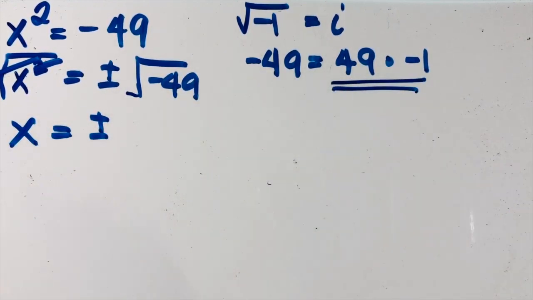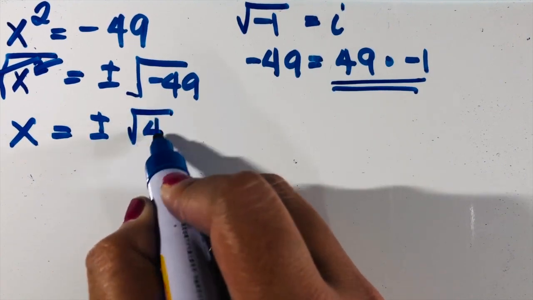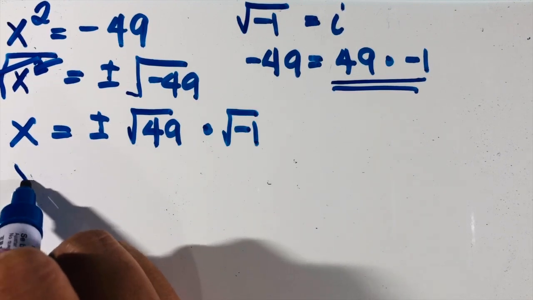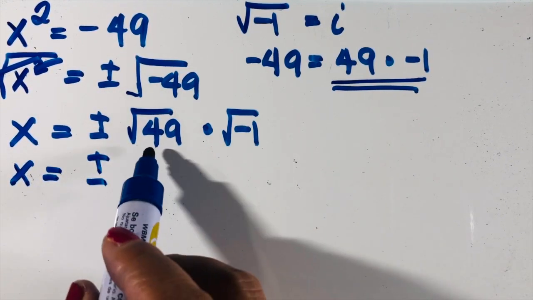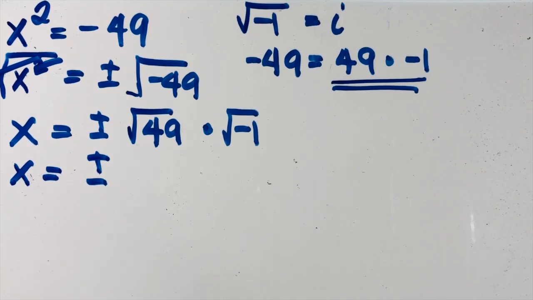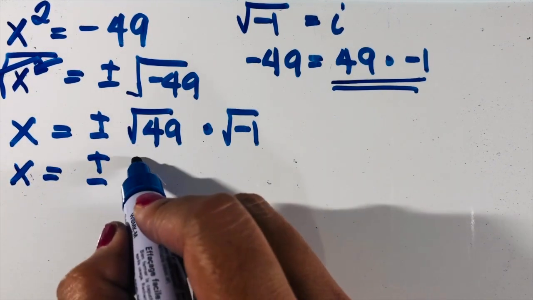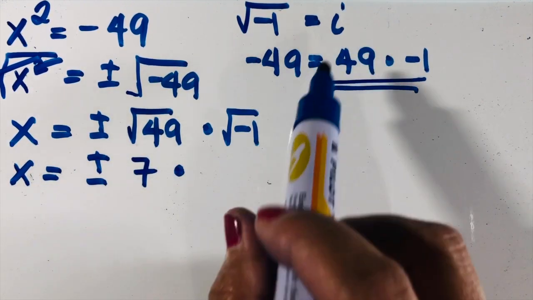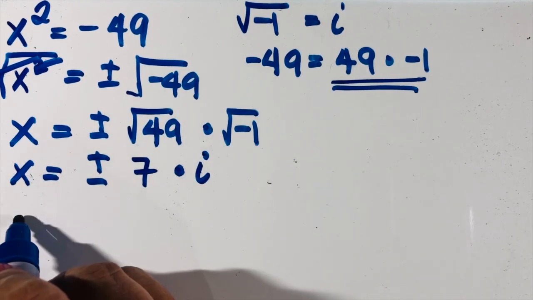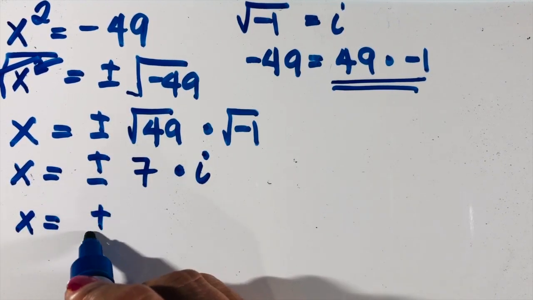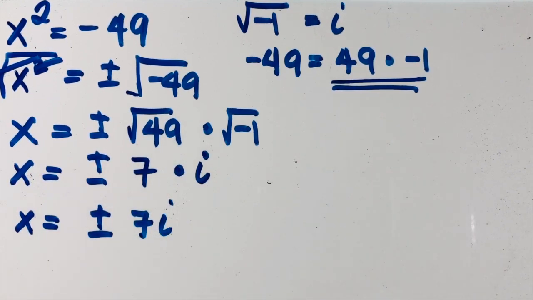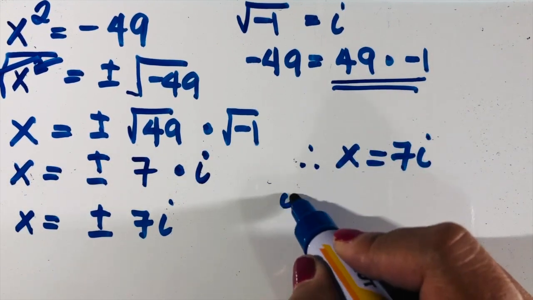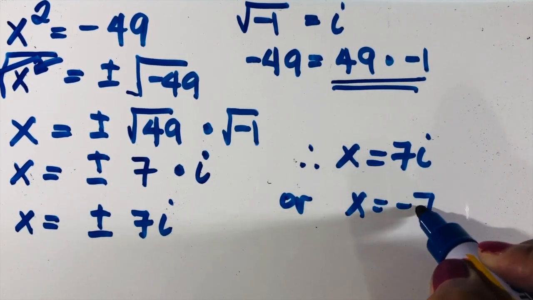So, cross this out. This is x equals plus minus. Let us separate this. This will be square root of 49 times square root of negative 1. So, let us simplify. Plus minus. Is 49 perfect? Yes, it is. So, what is the square root of 49? That is 7 times. What is the value of square root of negative 1? That is i. So, we have x equals plus minus 7 times i, which is 7i. So, the values of x are 7i or negative 7i.